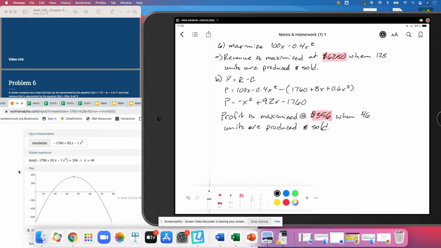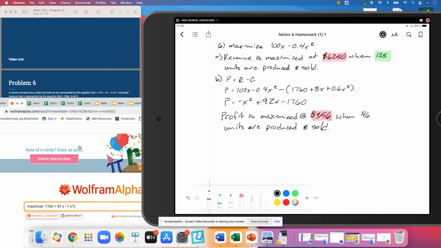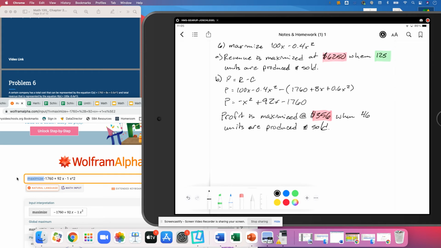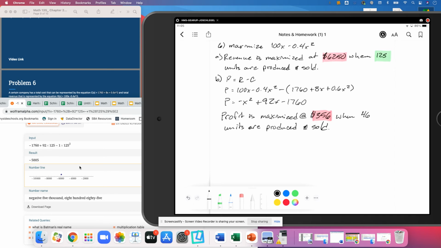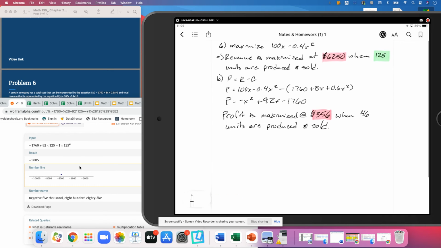And for some people, they think, oh man, the revenue of 6250 is way better. I should go ahead and make 125 of these things. Well, let's see what happens to the profit if we were to make 125 of those things. So we're going to take our profit function and we're going to put 125 in for x. Again, I've got to put this in parentheses because it's being raised to the power of 2. And so we end up with a profit of negative $5,885.